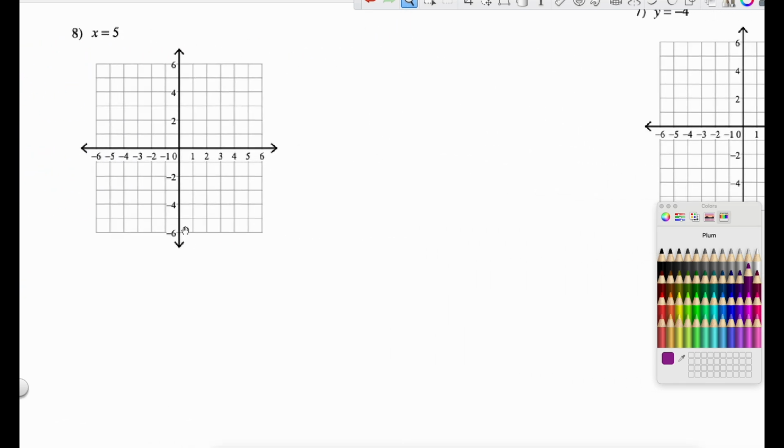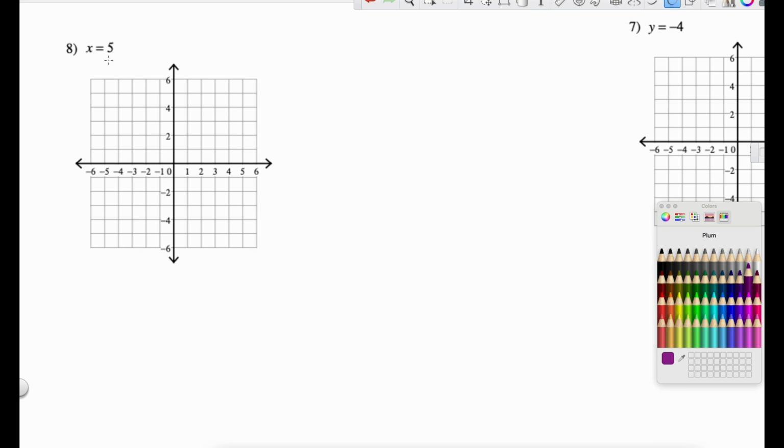This is kind of the other type of situation. x equals 5. Well, no matter what value for y we put in, x is always going to be 5. So here, if y is 3, it doesn't matter, x is going to be 5. If y is 4, x is always going to be 5.